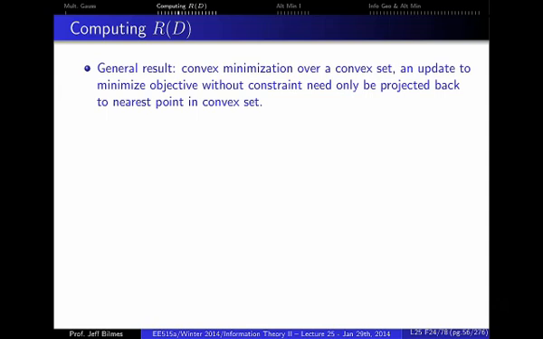So this is really a general point in convex analysis. When we do convex minimization over a convex set, an update to minimize the objective that ignores a particular constraint can then be updated by projecting it back onto the convex constraint. And it has to be projected onto the nearest point, so it becomes a boundary point. Let's assume that everything is closed. So that makes sense.